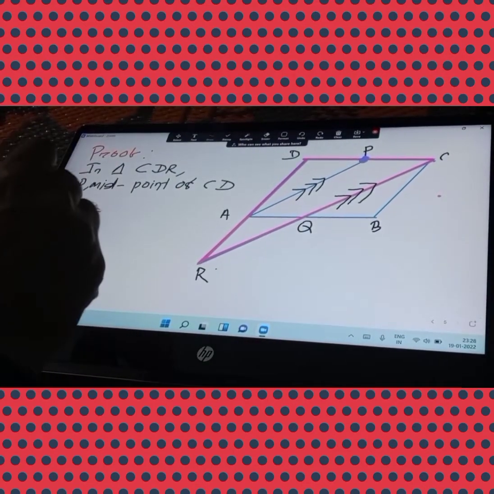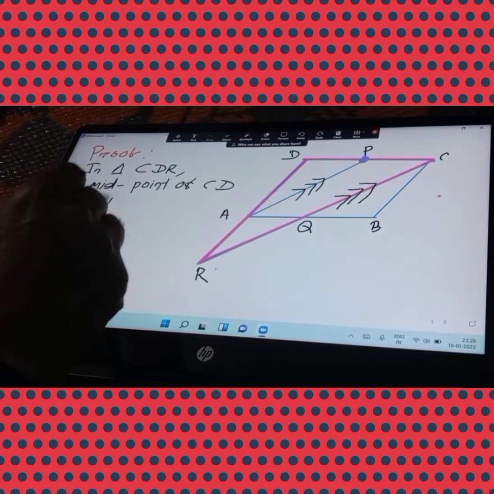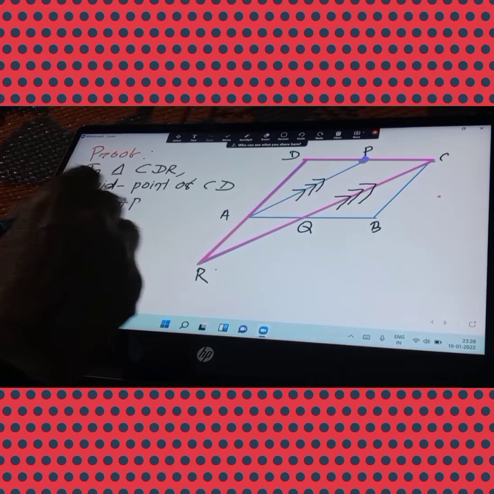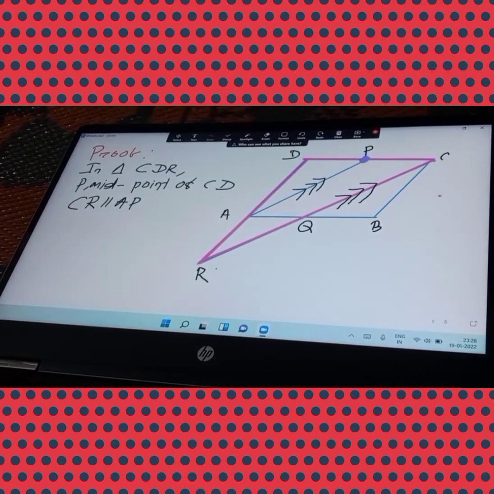CR is parallel to AB, it is also given. CR is parallel to AP. Understand? And dear students, all of you know, in the triangle CDR, P is the midpoint of the side CD and PA is parallel to CR. So according to the converse midpoint theorem.